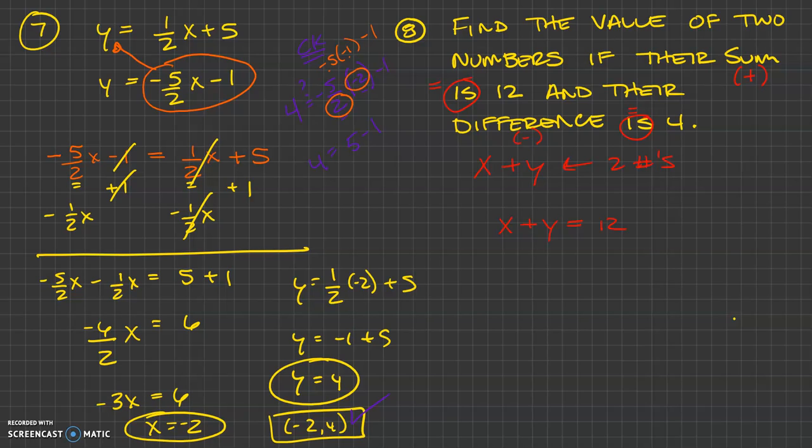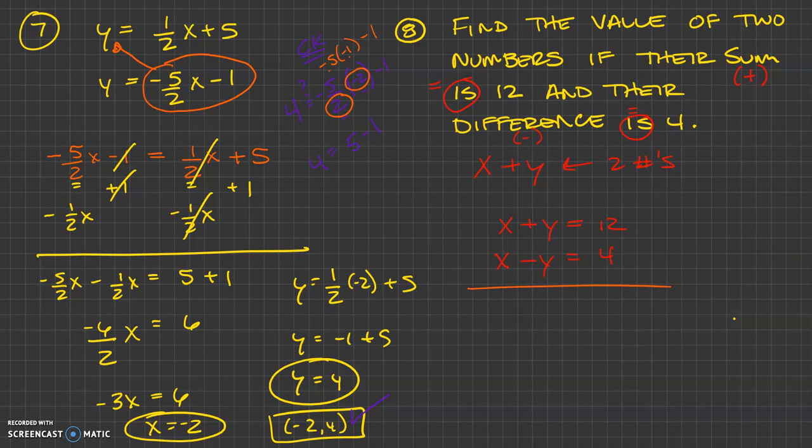So that is the sum of x and y, and it equals 12. Well, these same two numbers, when I subtract them, that becomes x minus y, and that's what makes this a system. I'm dealing with the same two numbers, so I have to use the same two variables. So when I subtract y from x, I get 4. And there are my two equations.